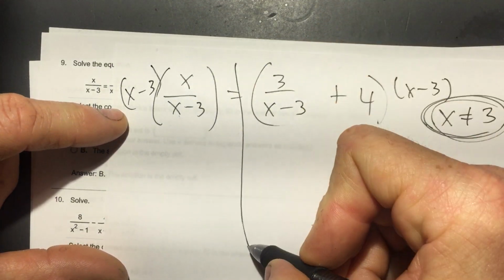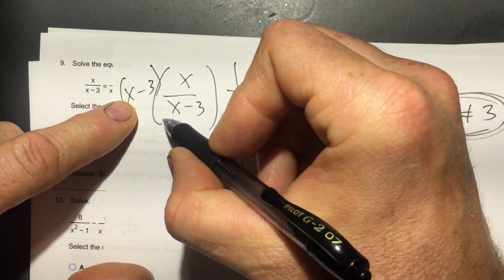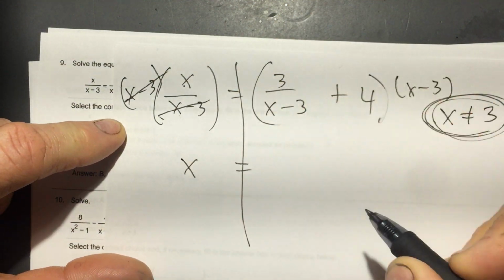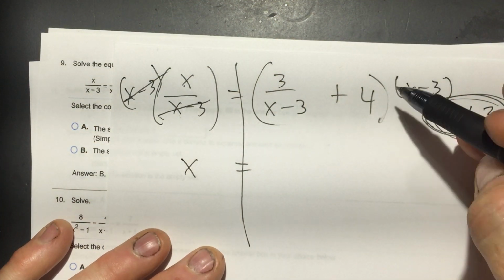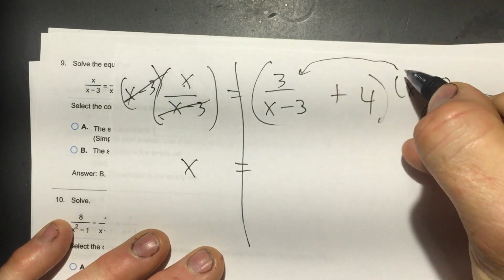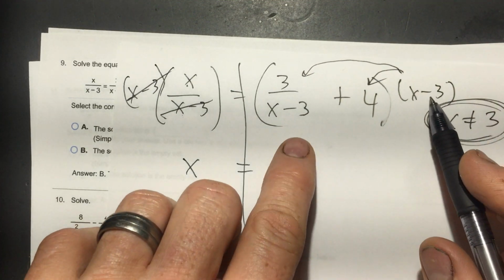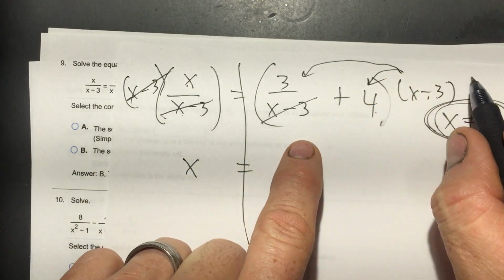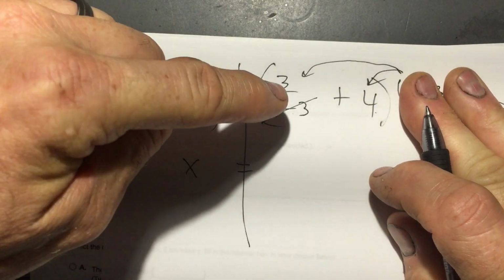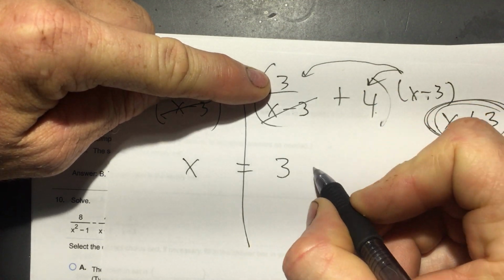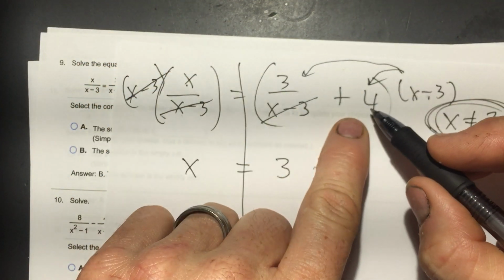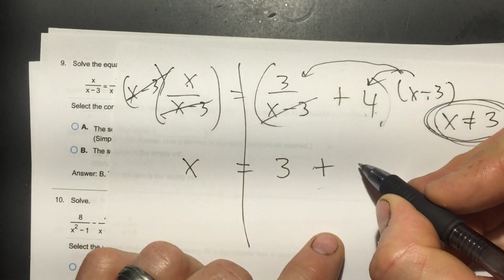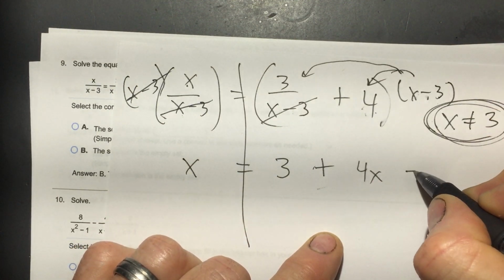All right, so here's my equals, right? So when I multiply here, these cancel, and I have just x. Okay? When I multiply over here, I got to distribute to both of these terms. So when I distribute to here, that's going to cancel this. Now, I'm not going to mark it out because I got to do it here, but it will cancel this off, and I'll have just 3 plus. Now, when I multiply here, I got 4 times this, so I'm going to have to distribute. 4 times x is 4x. 4 times negative 3 is negative 12.